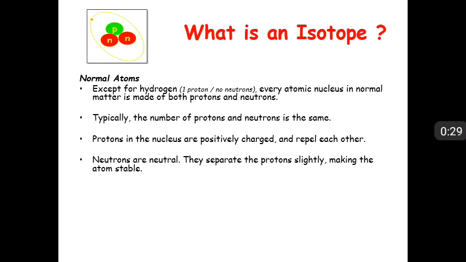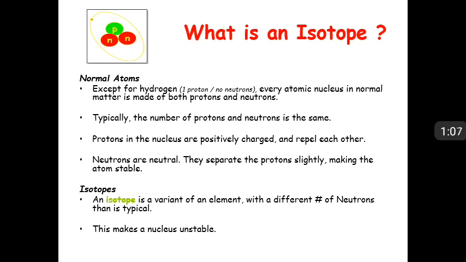So what is now isotope? First we will read about normal atoms except for hydrogen. Because it has only one proton and no neutrons, every atomic nucleus is normal. Matter is made up of both protons and neutrons. Typically, the number of protons and neutrons is the same, and the protons in the nucleus are positively charged and they repel each other. Therefore, the neutrons who are neutral, they separate the protons slightly, making the atom stable.